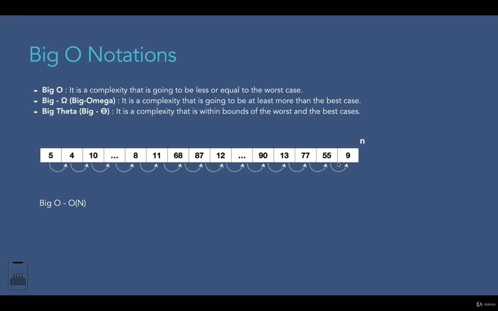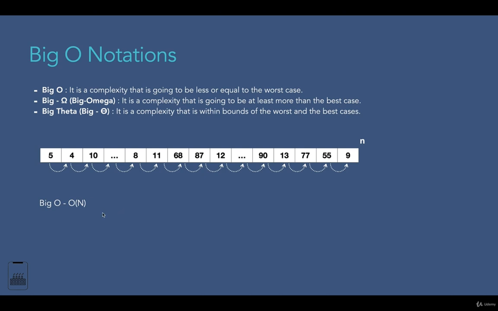So it's going to be O(n). This means that the maximum time that we need to find any given number within this array is n. So it will not be more than n. So it's not going to be n plus 1, n plus 2. So the maximum time is n. So in terms of big O, it's going to be O(n).